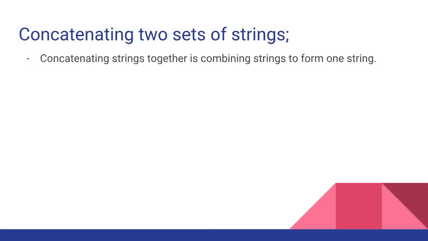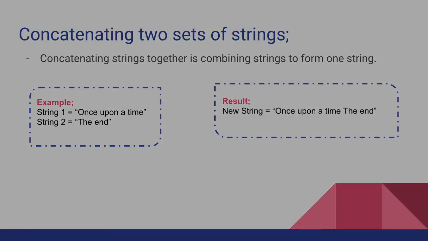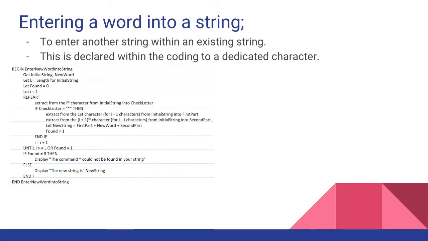So when concatenating 2 strings together, concatenating is where multiple strings combine to form one string. An example of this would be if the 2 strings of Once Upon a Time and another string, The End, would turn into Once Upon a Time The End. So to concatenate strings, a string can be combined with another string.